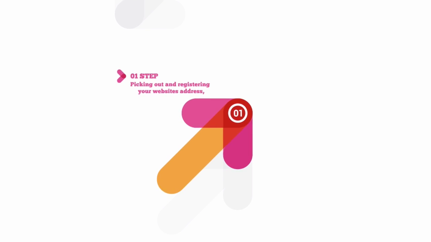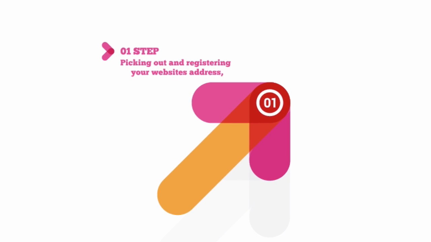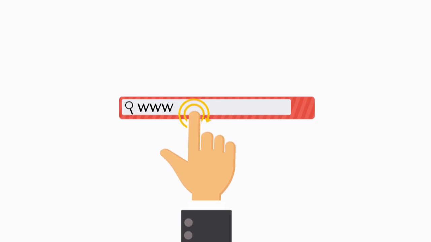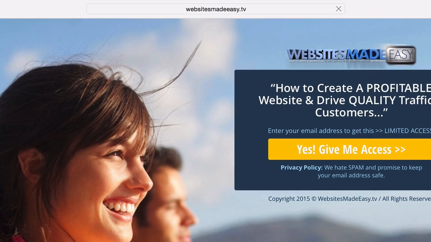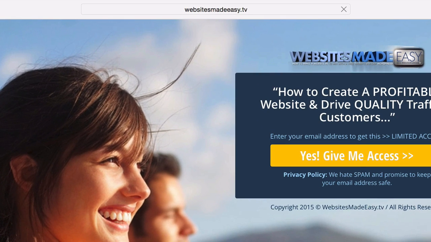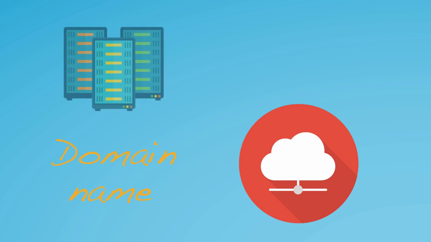So let's dive right in with step 1, which is buying the domain name. Your domain name is the name of your website address. For example, mine is websitesmadeeasy.tv. Once you have your domain name, you're going to need a hosting service so your website basically has somewhere to live on the internet.